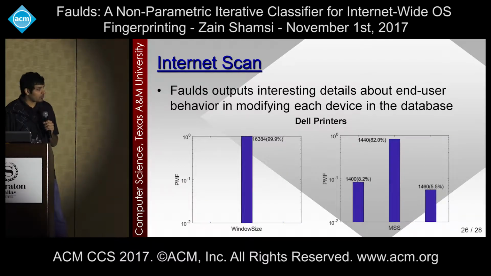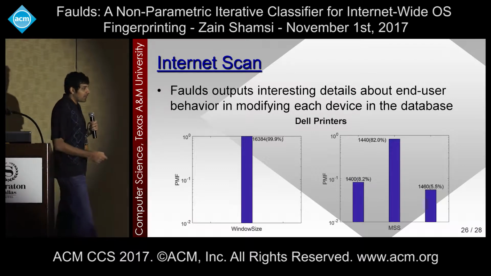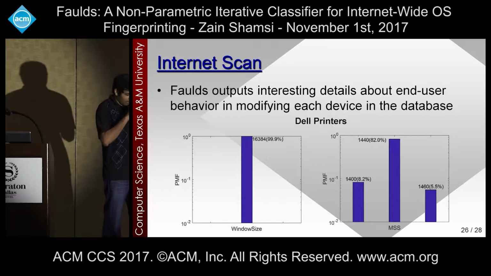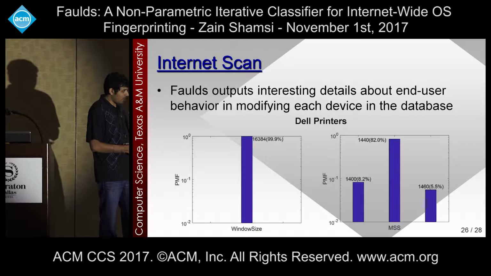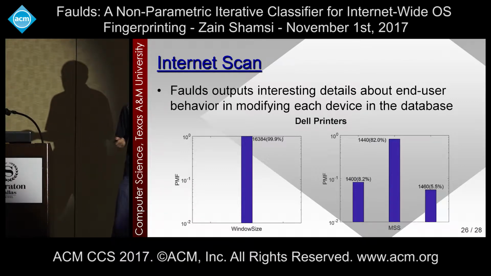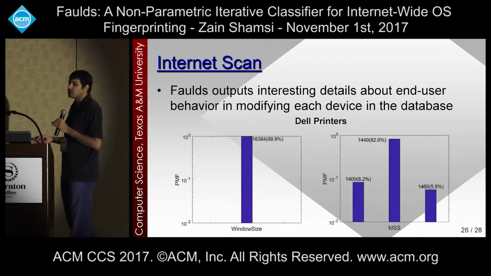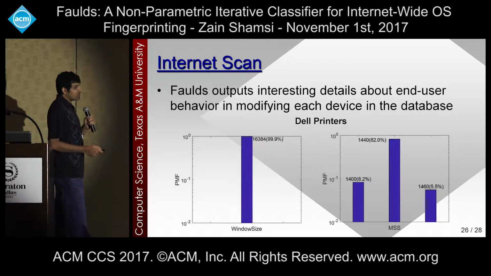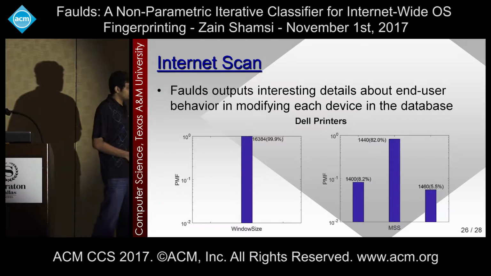And then we look at our printers. For 99.9% of them, and we had 900 million signatures for these Dell printers, 900 million matches, almost all of them have the same window size. So this really shows us no one's really going in and hacking their printers that much to change the window size. We do see 3 different MSS values, though.